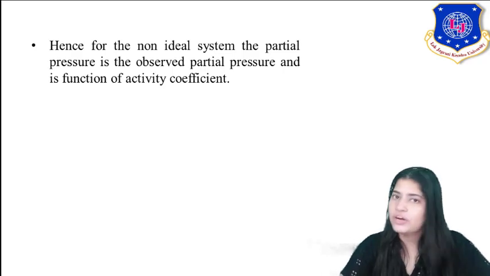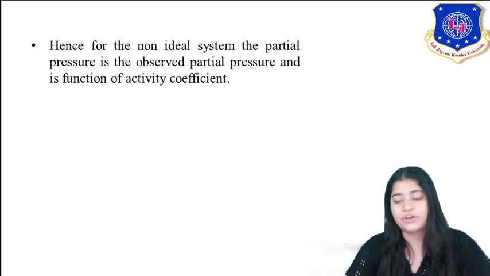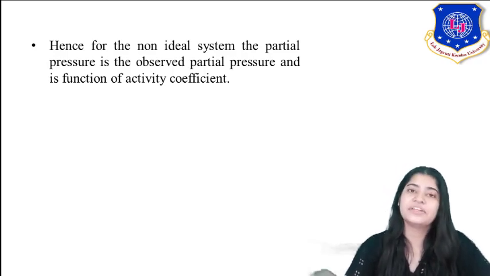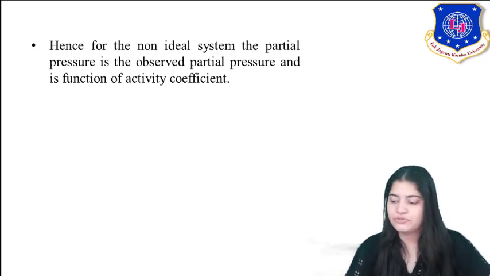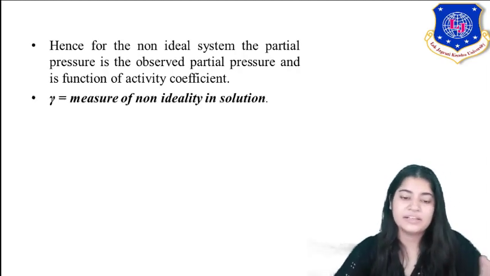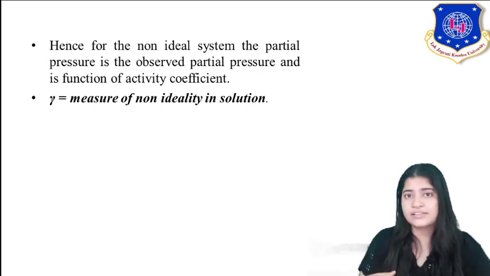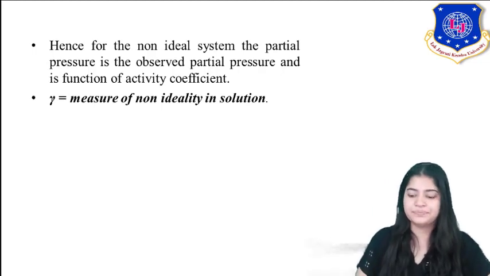Now, hence for a non-ideal system, the partial pressure is different. Let's give it a name: it is the observed partial pressure for the real mixture. So what is gamma again? Gamma is the measure of non-ideality in solution, how your non-ideal system is deviating from ideality.